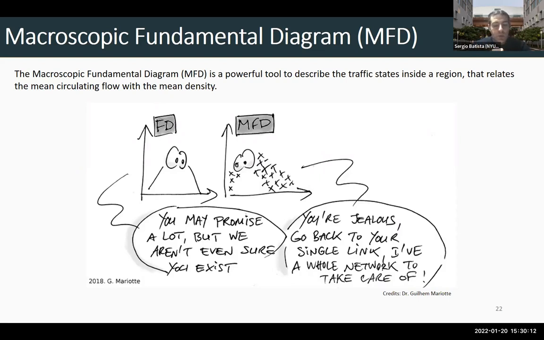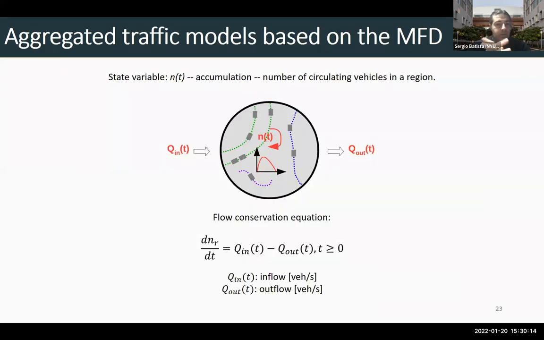So can you go to the next? In terms of modeling, in each region, traffic states are modeled by an aggregated variable or state variable called accumulation. And the accumulation of vehicles is just the number of vehicles that will be traveling inside a given region at a given time instant.